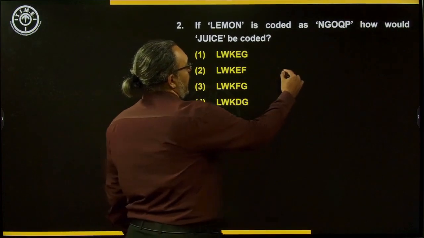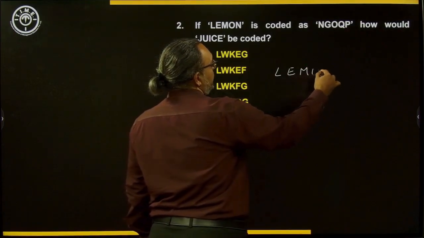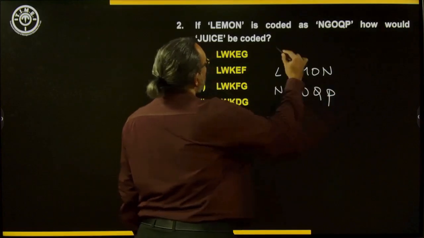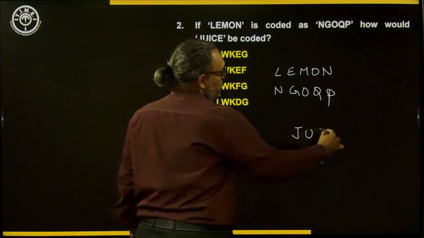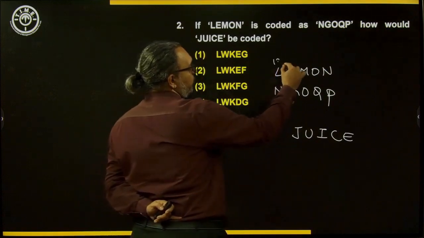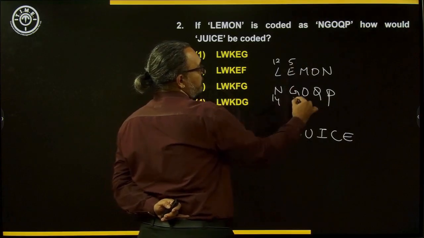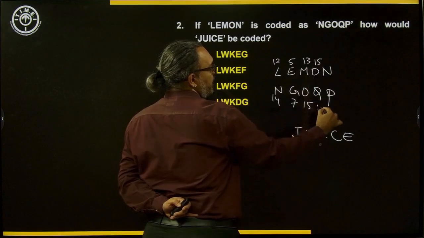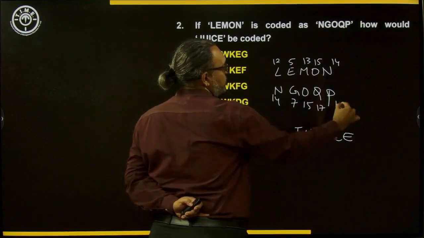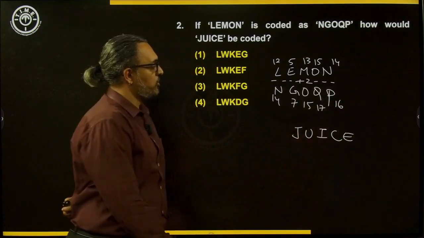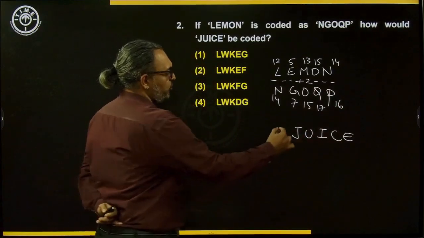Okay, then next we have: lemon is coded as NGOQP. Then how is juice coded? So here 12, 14, 5, 7, 13, 15, 15, 17, 14, 16. So everywhere I can say that +2 is happening. Constant is +2. Correct? So you do the same.